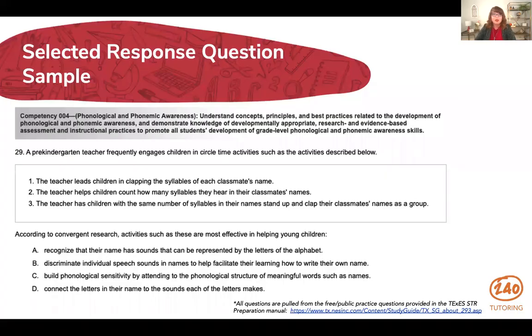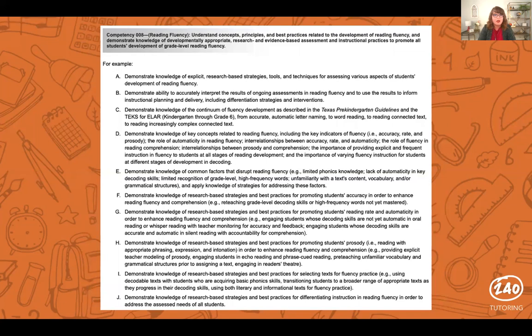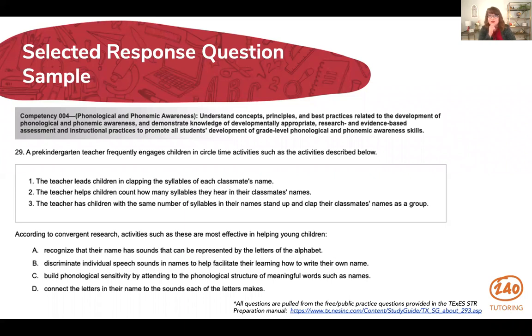Now, I don't think I said this, but competency 8 on fluency, you also have several descriptive statements breaking down what fluency should be for you. Okay, now let's get into some practice questions, and we're going to work these together, and I'm going to give you the rationale behind them.